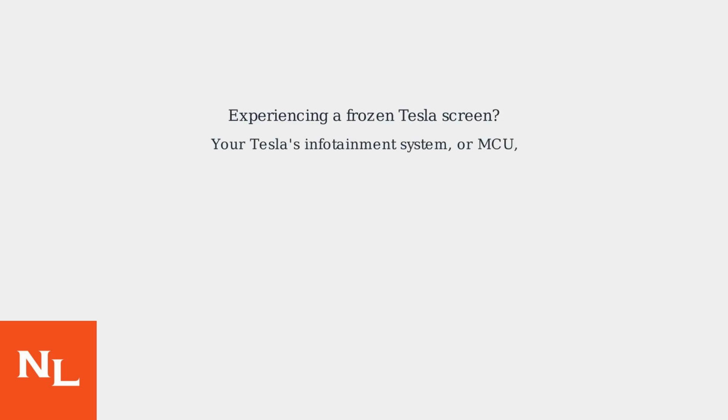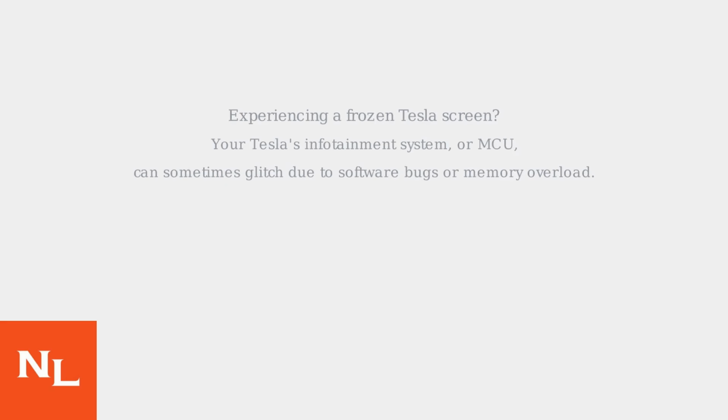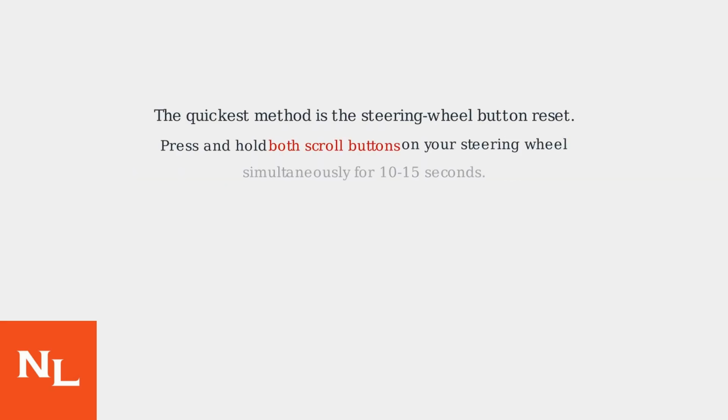Experiencing a frozen Tesla screen? Don't worry, a simple restart can often solve the problem. Your Tesla's infotainment system, or MCU, can sometimes glitch due to software bugs or memory overload. The quickest and most reliable method is the steering wheel button reset.